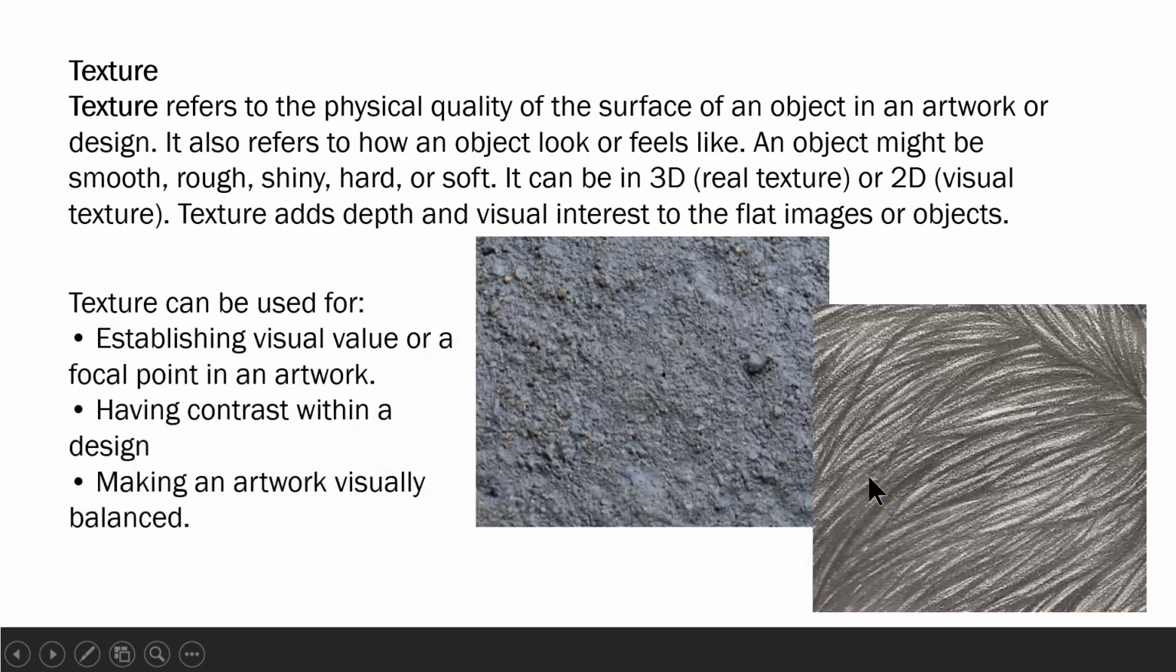Then the other one is texture. So usually this is the reflection of the physical quality of the surface of an artwork or design. So it depends on how you render it. It may be rough, like the one that you're looking at right now. It may be shiny, hard, or soft. Okay, pwede rin siyang 3D like here or 2D.